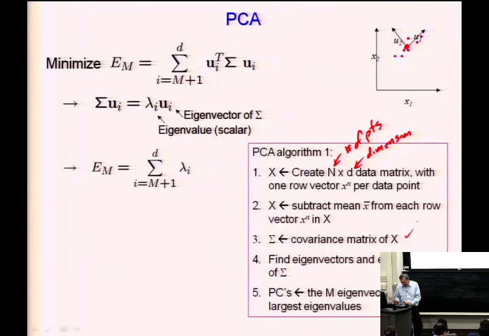Now we find the covariance of that. And then we find the eigenvectors and the eigenvalues. Those are the u sub i and their corresponding lambda sub i's. And then the principal components are just the m eigenvectors with the largest eigenvalues.